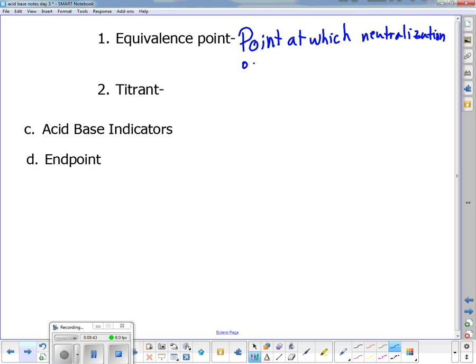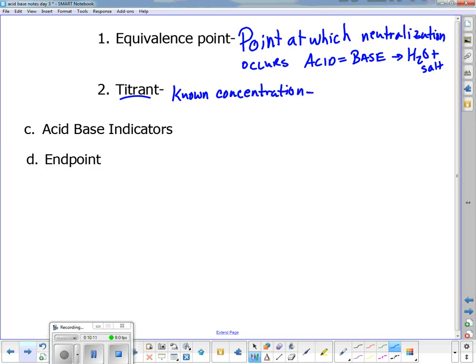Equivalence occurs when my acid amount equals my base amount, which gives me just water plus salt. Okay? We already talked about the titrant. What was the titrant? Sort of did that up above. This is the one that's my known concentration, and it is what I put in the burette.